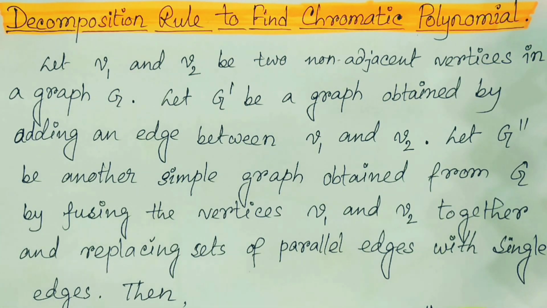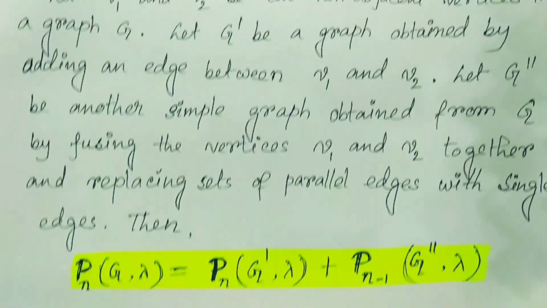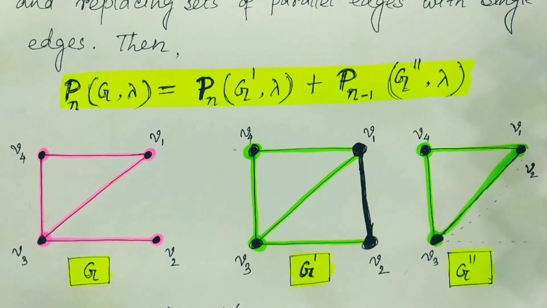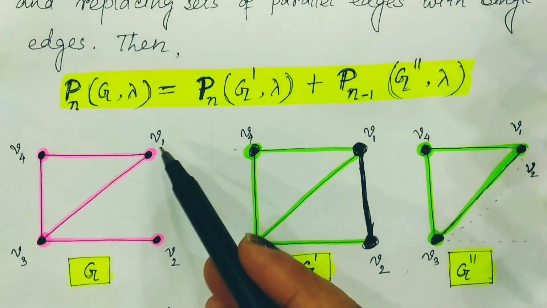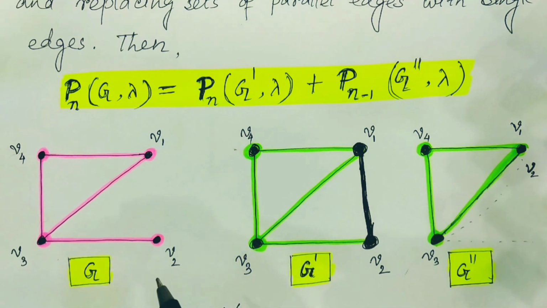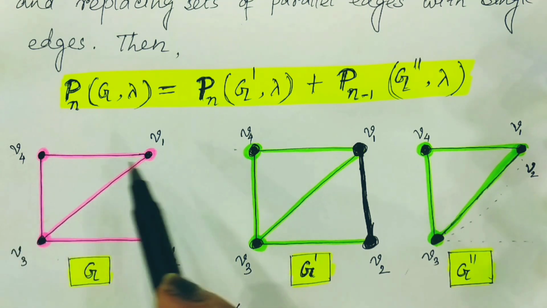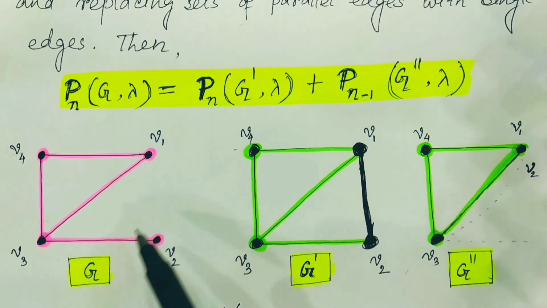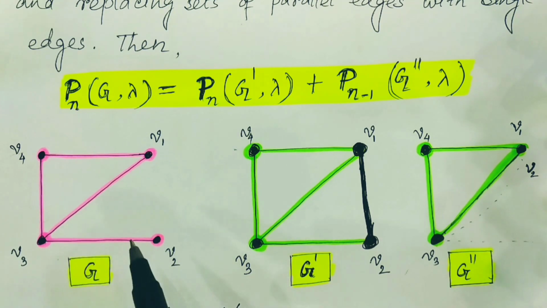So what will we do initially? Let us do it with an example, then we will understand better. Suppose any graph is given, this one. In this graph, we consider any two vertices, let them be V1 and V2, which are non-adjacent. We should consider only those vertices which are non-adjacent. So if this is the given graph, then V1 and V2 are the non-adjacent vertices which we can consider. Using these two vertices, we will create two graphs from this graph.